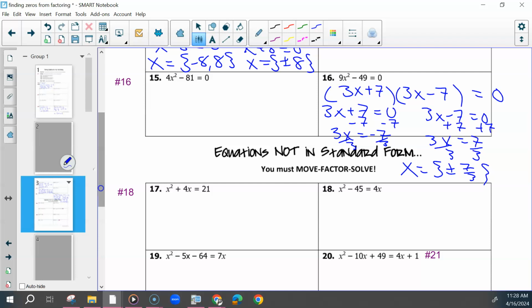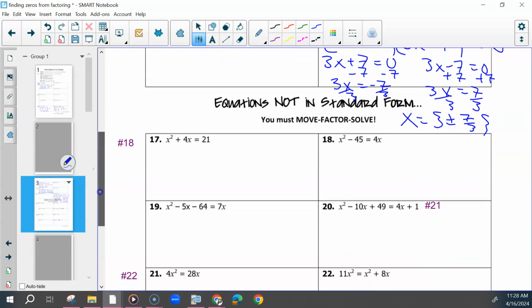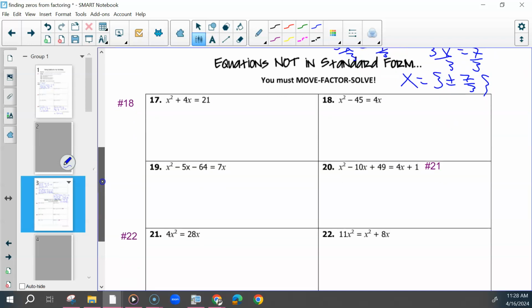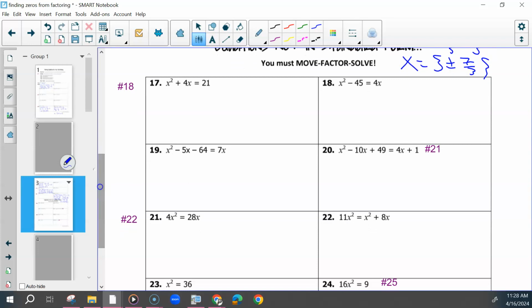Let's move on to the next section. If there are others that we want to come back to, we'll do that. What's different about 17 through 26? They're not equal to 0. We have to make them equal to 0. So let's start with 17. How would I do that? Make that equal to 0. You're just moving it to the other side, rewriting it, and then doing whatever factoring method you need to.